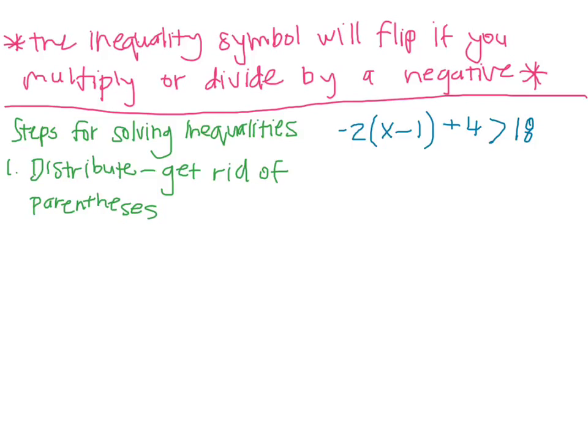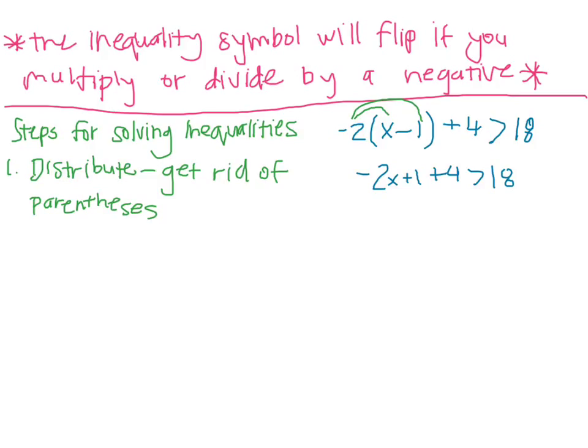I'm supposed to distribute, so I'm going to do -2 times x is -2x, and -2 times -1 is +1, because a negative times a negative equals a positive. Let's bring everything else down. Plus 4 is greater than 18.